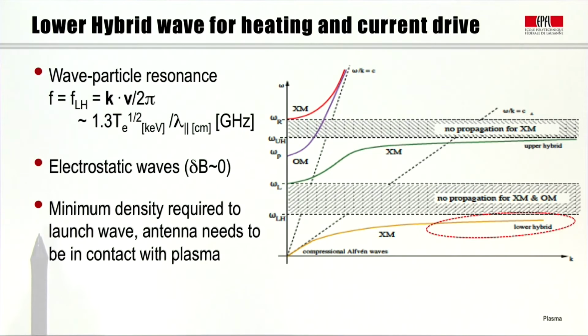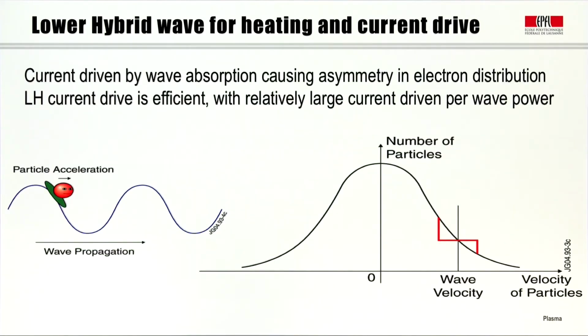And typically for electrostatic waves, we have the need to have an antenna in the plasma. There's a minimum density that's required to launch such a wave, and so we need to be pretty much in contact with the plasma, which we have seen is not necessarily an easy condition to satisfy. What is the fundamental mechanism for driving the current using this wave? Say we have a wave-particle resonance, so there is an acceleration of a class of particles, the class of particles that resonate with the waves and that has a smaller energy than the wave to begin with.